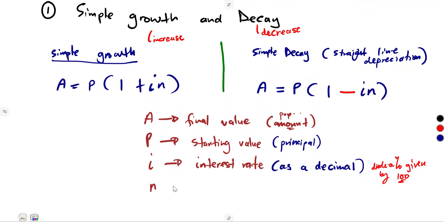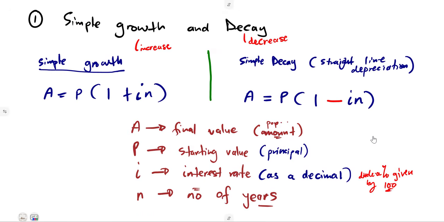Then n representing what? The number of years. So that's the number of years that you're given. As you can see, guys, it's a straightforward part. It is used whenever we're dealing with a simple condition, simple interest, or when they specify straight line depreciation, meaning a simple decay.